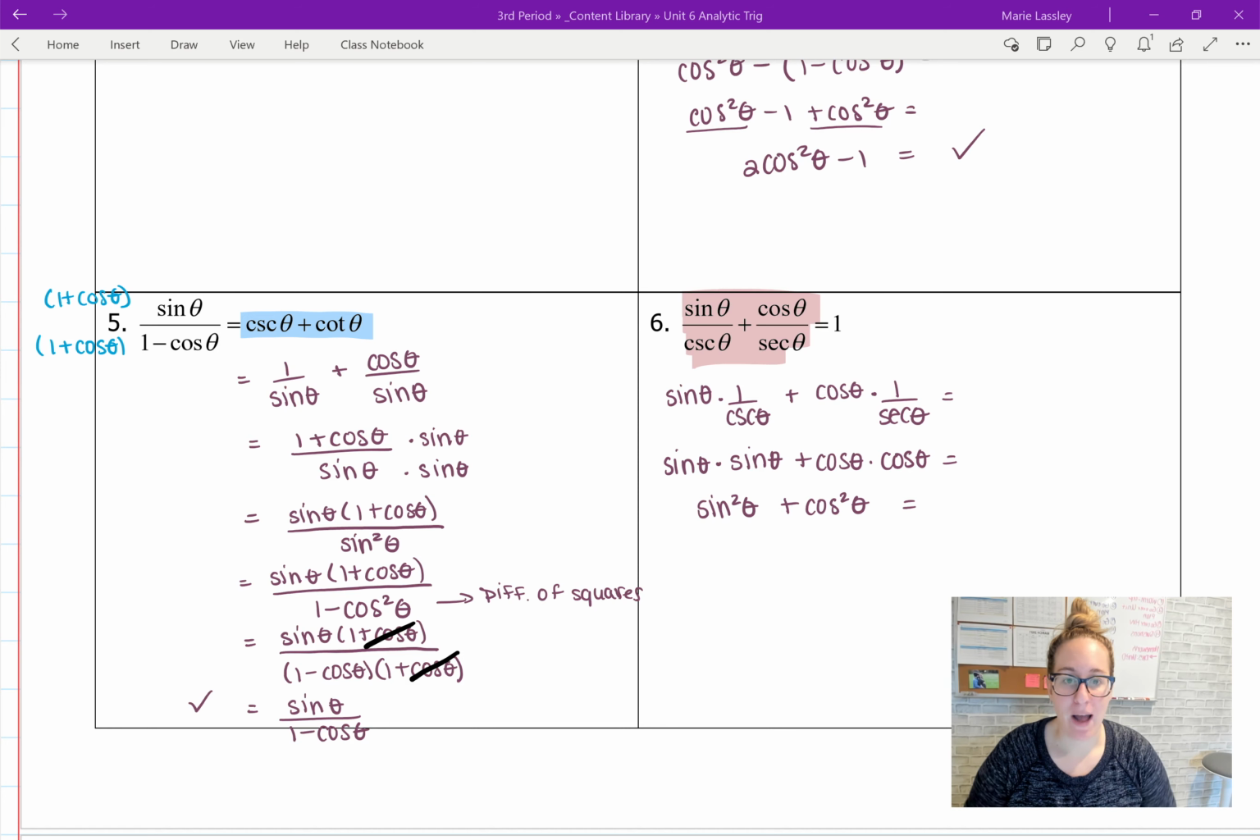All right, so I'm actually going to stop the video here. This is the whole front page of the worksheet. I'm going to stop here, and then I might make a video of me working through the back of the worksheet if people tell me they want to see that.